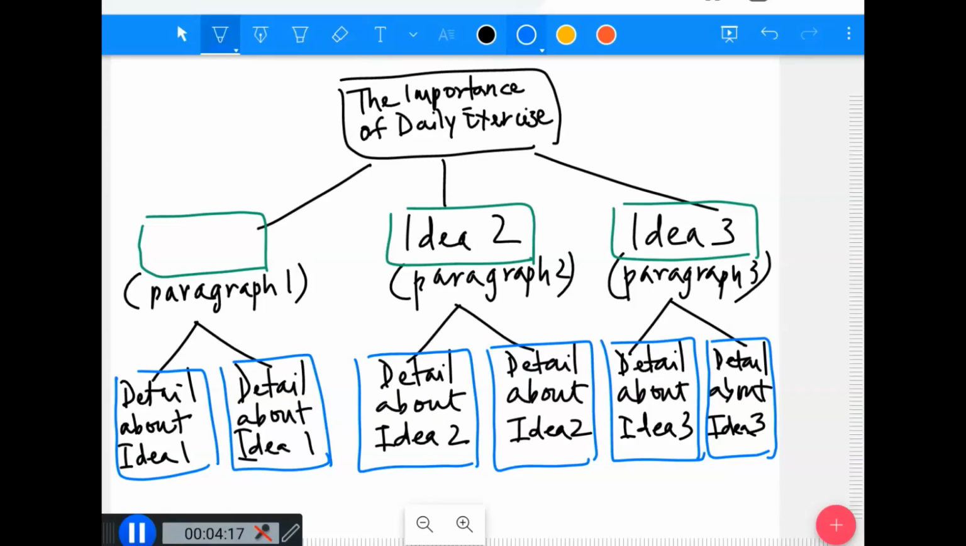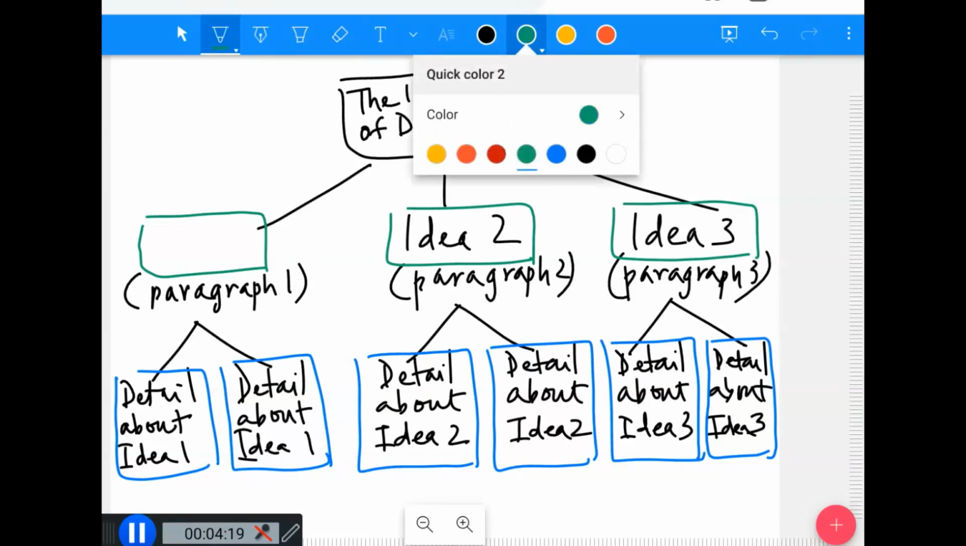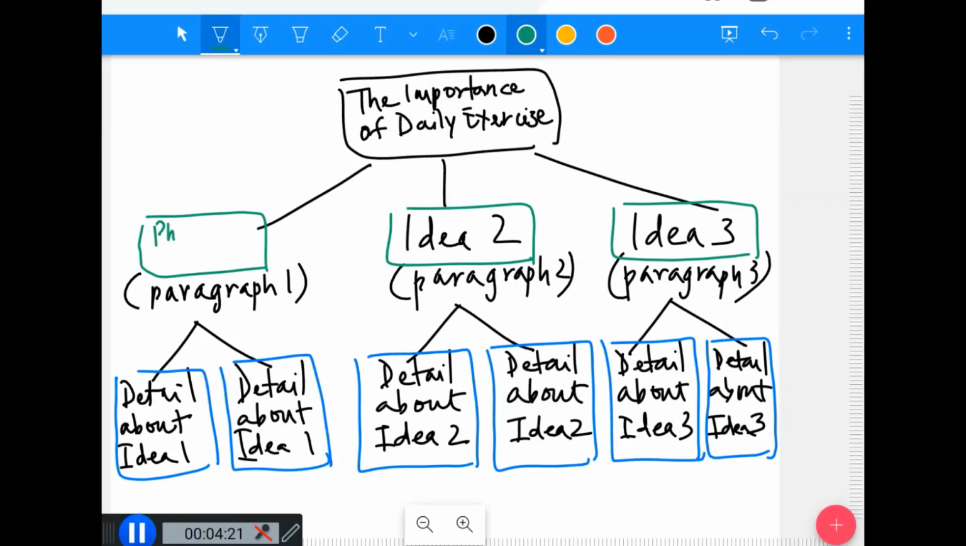Now, what's the first thing I can think of related to daily exercise? The first thing I can think about when I think of daily exercise is that it has a lot of physical benefits, right? We all know that exercise is good for us. It has a lot of good physical benefits. And when you say physical benefits, it means it makes you stronger, it makes you fitter, it makes you more agile. These are examples of physical benefits.